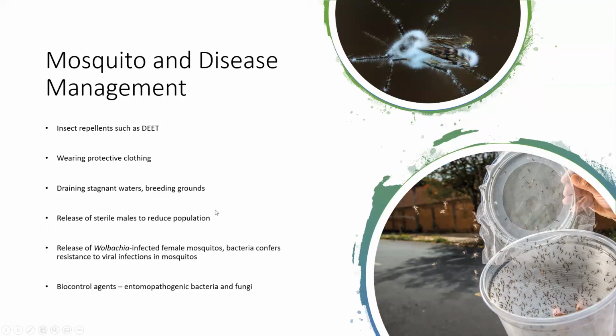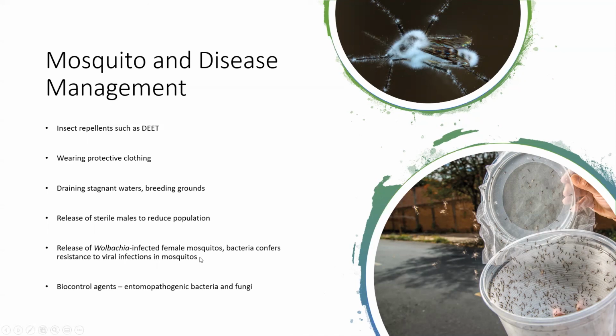But there have been other programs where, like in Singapore, they release Aedes aegypti, either sterile or Wolbachia infected. What this does is, with the sterile males, that reduces the population of mosquitoes. So if you reduce the population, then you lessen the risk of the virus infecting other people. With the release of Wolbachia infected female mosquitoes, this bacteria confers resistance to viral infections.